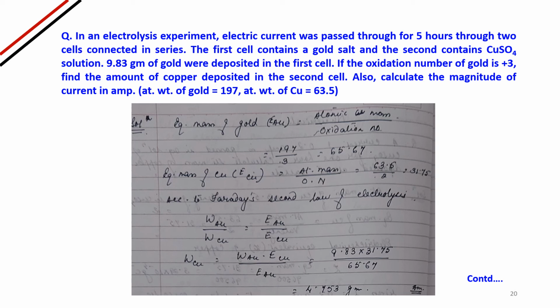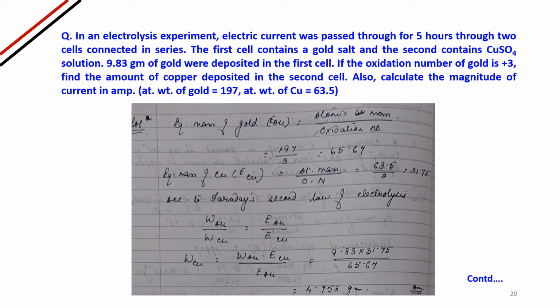Now just see the numerical. You can understand that this is also a numerical for the Faraday's law, but it is of the second law because there are two different electrolytes. One containing gold salt and the other one containing CuSO4 solution. And it is given also 9.83 gram of gold were deposited in the first cell. So for that, the second law relationship for Faraday is W1 by W2 is equal to E1 by E2.